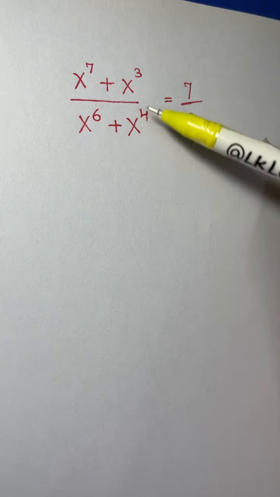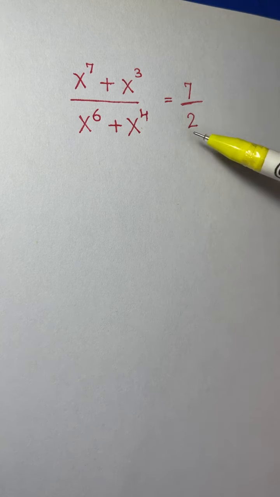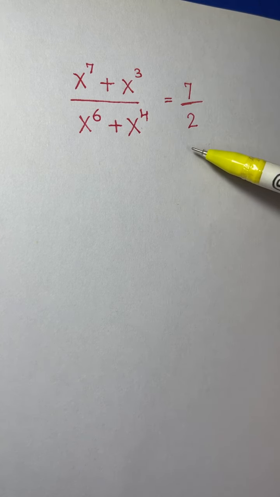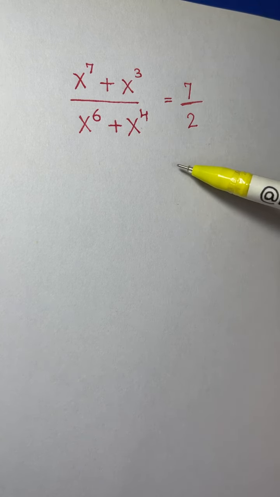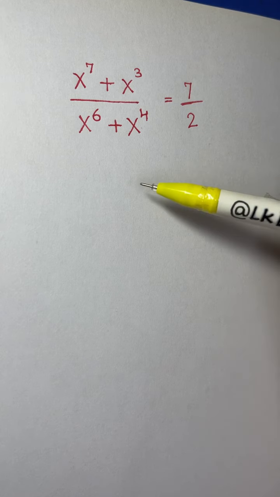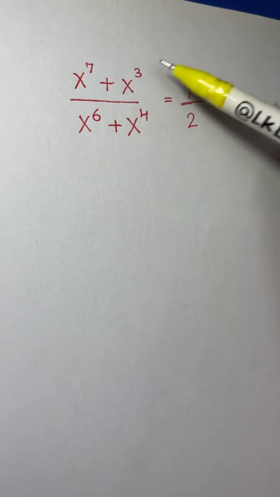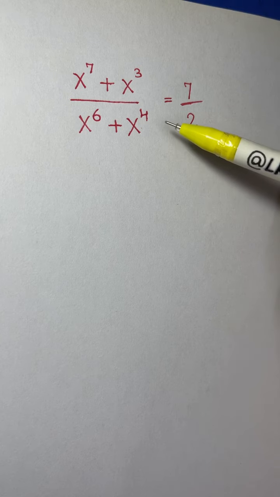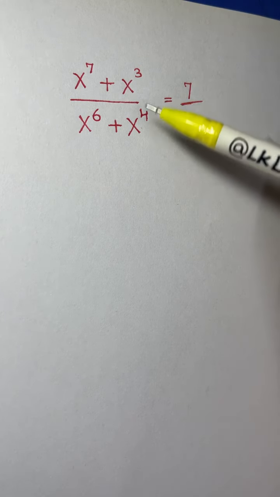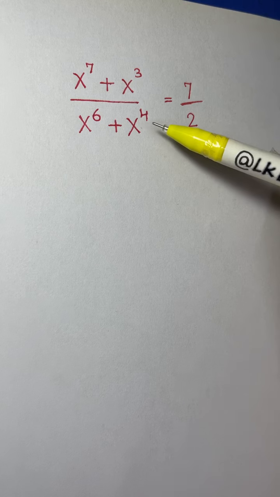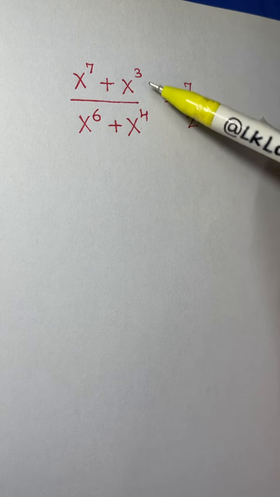We have all x terms on the left hand side and a fraction on the right hand side. So how should we solve this? The first thing that we notice are the exponents. They are all high exponents: 7, 3, 6, 4. The highest is 7 and the lowest is 3.